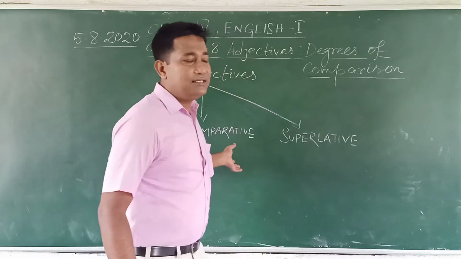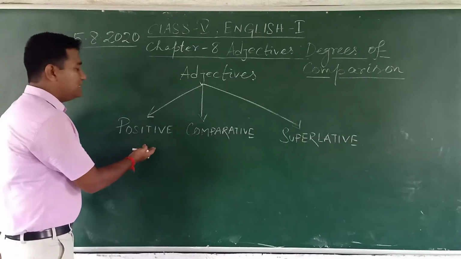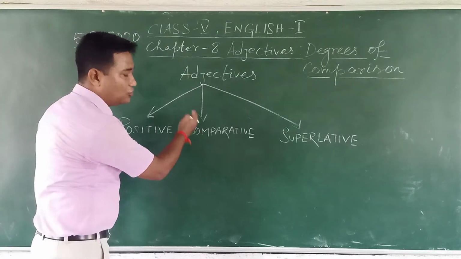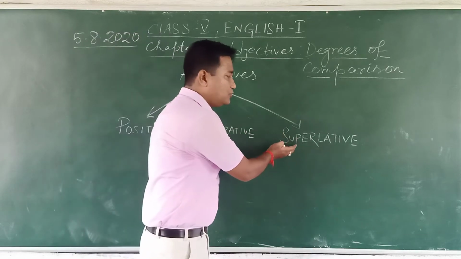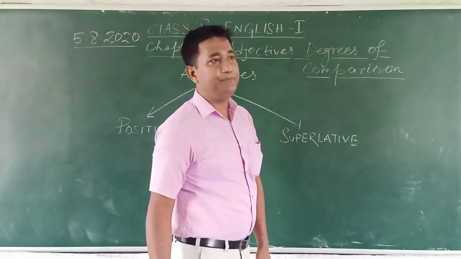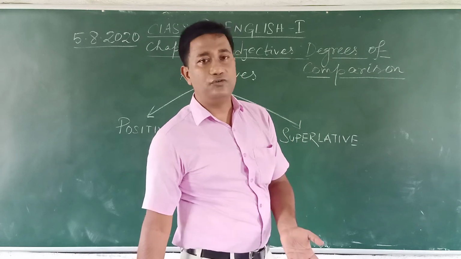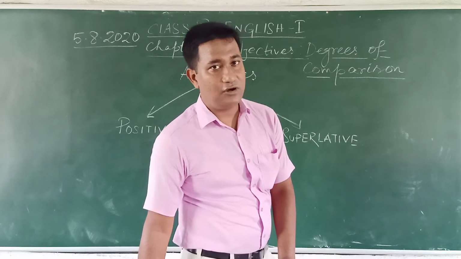So first one is our positive degree. Then we get to know about the comparative degree. Then we shall move towards our superlative degree. Okay, so let us make these 3 things clear, then we will move towards the further parts of our chapter.